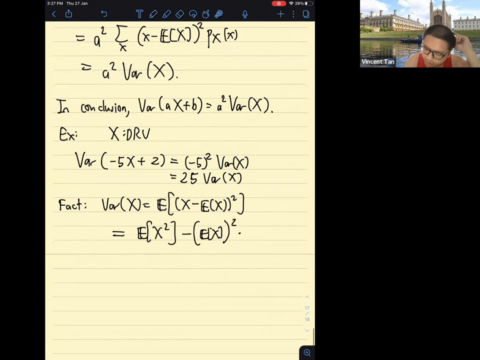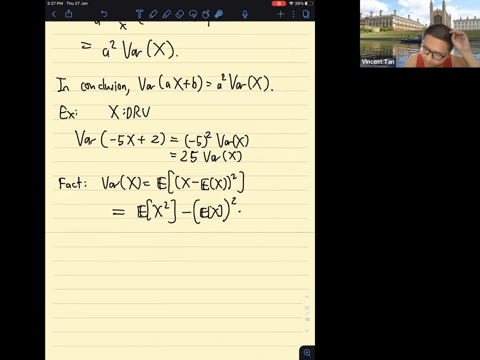I want to drive home the point that these two are different objects, okay? This one, you first take the square and then you take the expectation. Here, you first take the expectation, then you take the square.